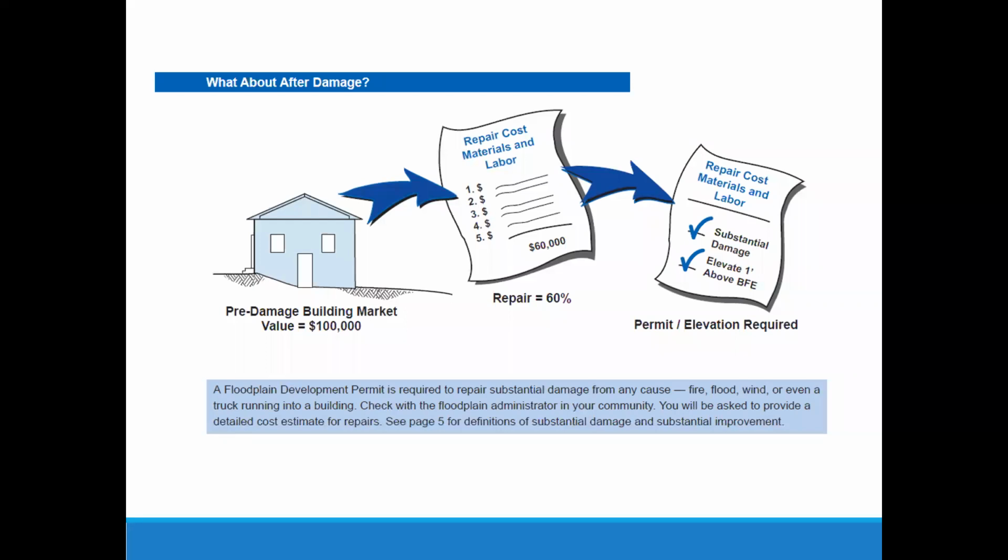And that includes the repair costs of materials and labor, the same way it does with the improvement. So we take that value. The repair costs on this building end up being 60% because it's $60,000 out of $100,000 market value. And so yes, it is substantially damaged. We write them a determination letter and talk about what exactly they need to do to come into compliance. And of course, that means our 1 foot of freeboard here.